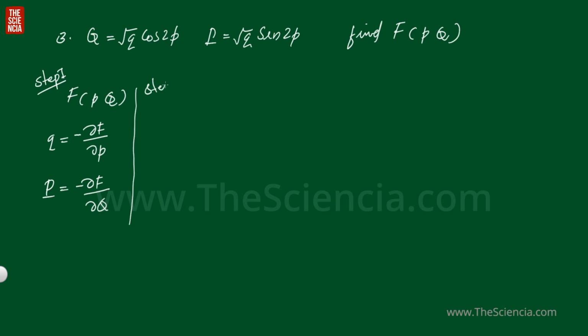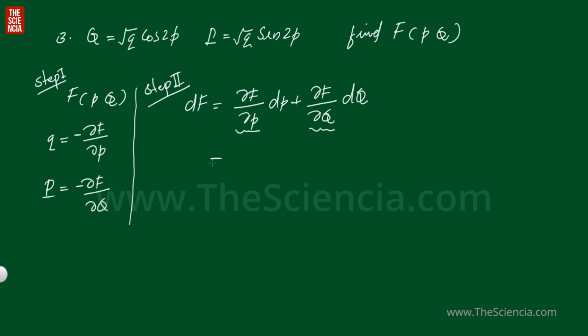Now the step 2. In step 2, we have to find out df. Here f is a function of p and Q, so df will be equal to dou f by dou p into dp plus dou f by dou Q into dQ. And we can replace this dou f by dou p and dou f by dou Q by the canonical transformation equations. That is, we get df is equal to minus q dp minus capital P dQ.